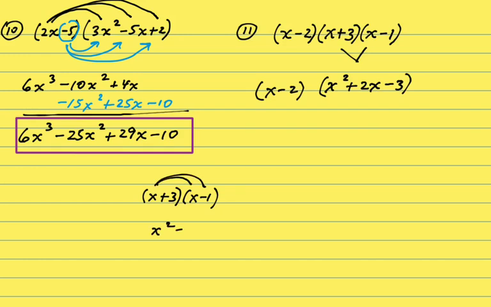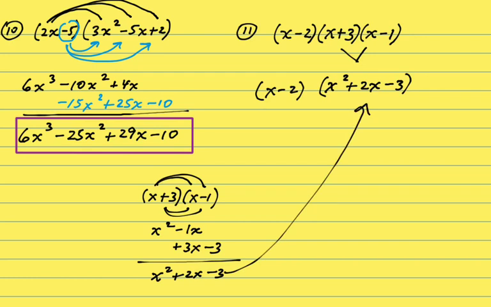X times negative 1 is negative 1x. 3 times x is 3x. 3 times negative 3 is negative 3. Combining like terms, I think, gives me what I have here. So basically, you're just multiplying two of the binomials together first. Any questions on how I did that?